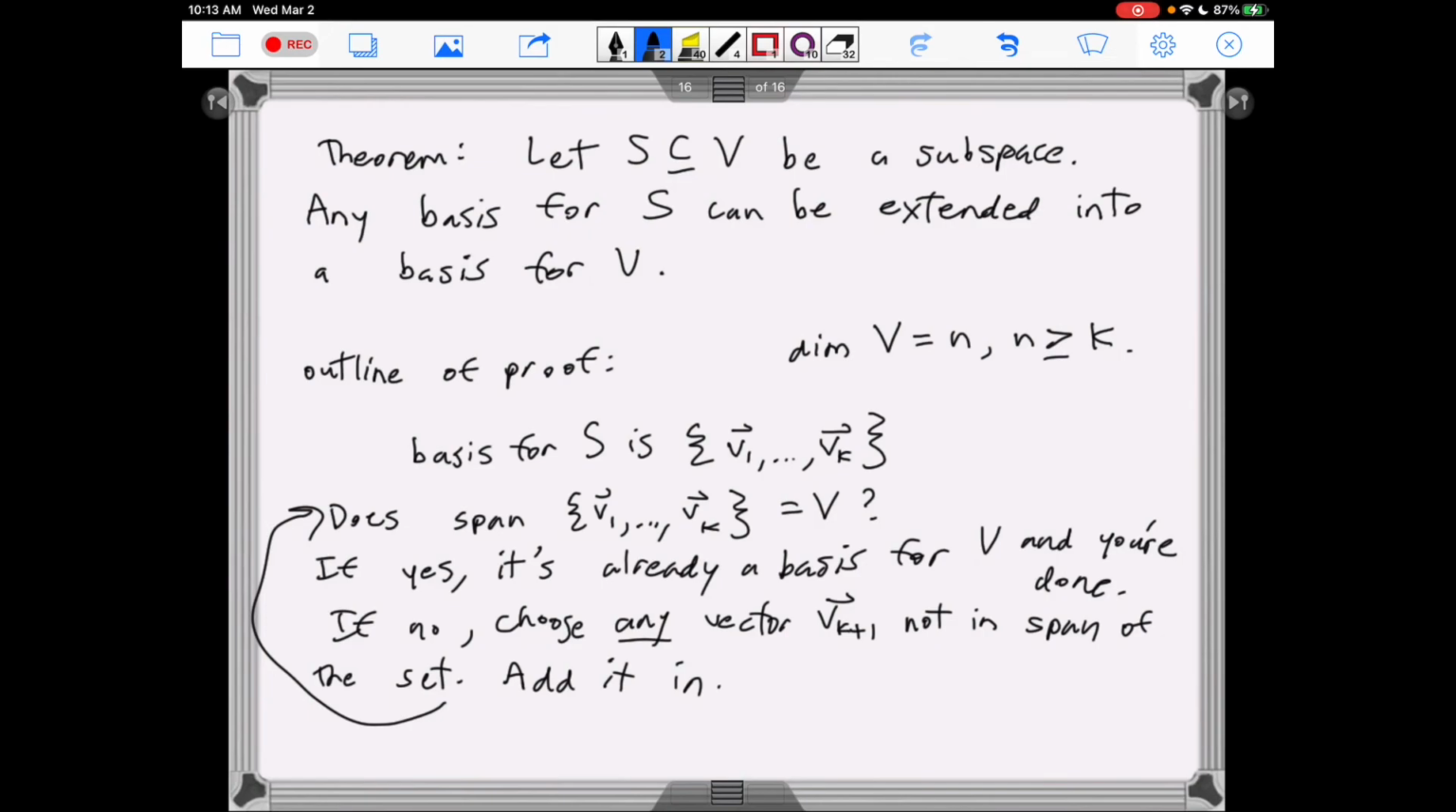Does it span the whole thing? If the answer is yes, you're done. If not, find another guy that's not in there. It must exist. Stick it in there. And you could just keep doing that, and that will allow you to extend it into a basis for V. And so that is the outline for this. Okay.